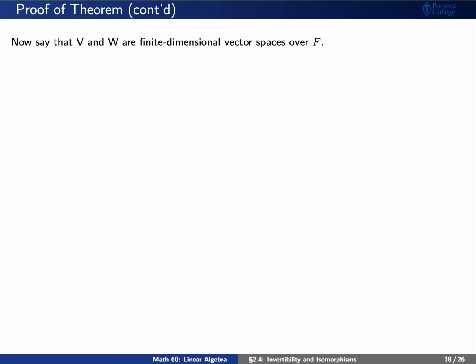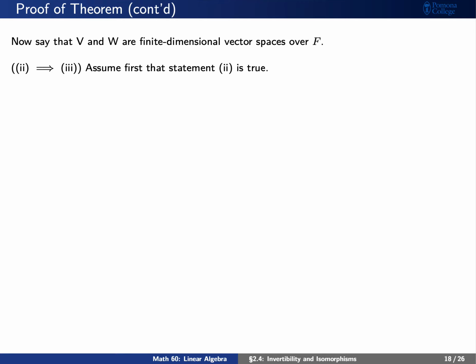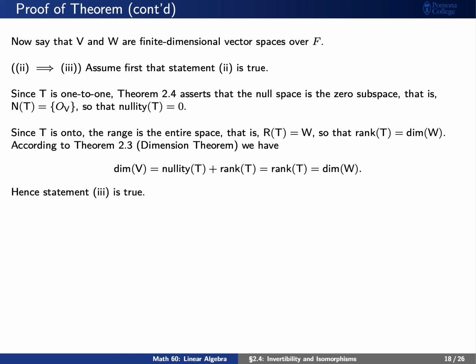Finally, let's assume that V and W are finite dimensional vector spaces. Let's show that statement 2 implies statement 3. So to this end, let's assume that statement 2 is true. Since T is 1-to-1, we know that its null space is the 0 space. So this means that the nullity, the dimension of the space, is 0. On the other hand, T is onto, so the range of T has to equal the codomain W, therefore showing that the rank of T, that is the dimension of the range, is equal to the dimension of W.